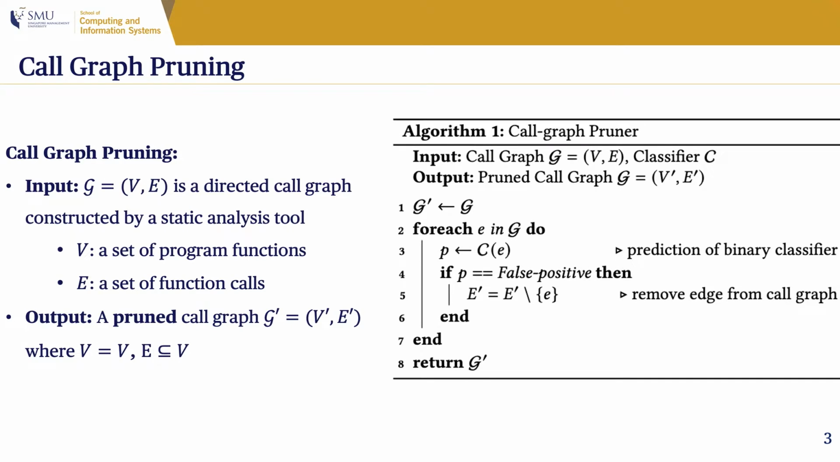The solution to call graph pruning is a call graph pruner, which works in the workflow in Algorithm 1 on the right side of the slide. Sitting at the core of a call graph pruner is a classifier C, which is a machine learning model. This classifier is trained on a labeled dataset to predict whether an edge is a false positive or not. Then, for each edge in the original call graph, if the edge is a false positive, we automatically remove the edge from the call graph to produce the pruned call graph.